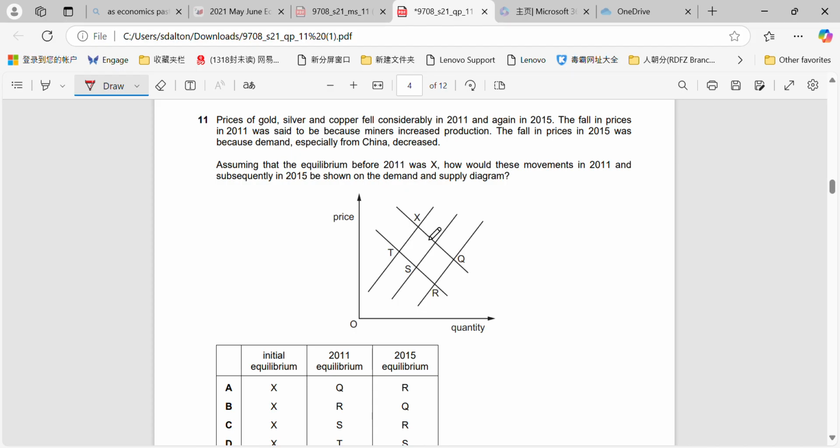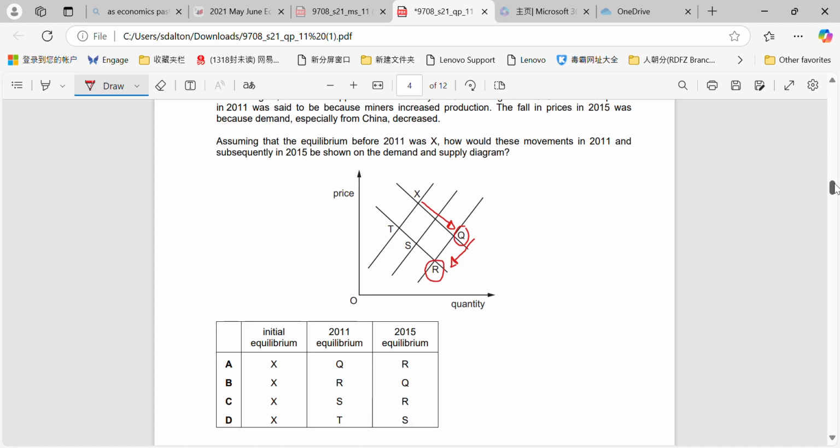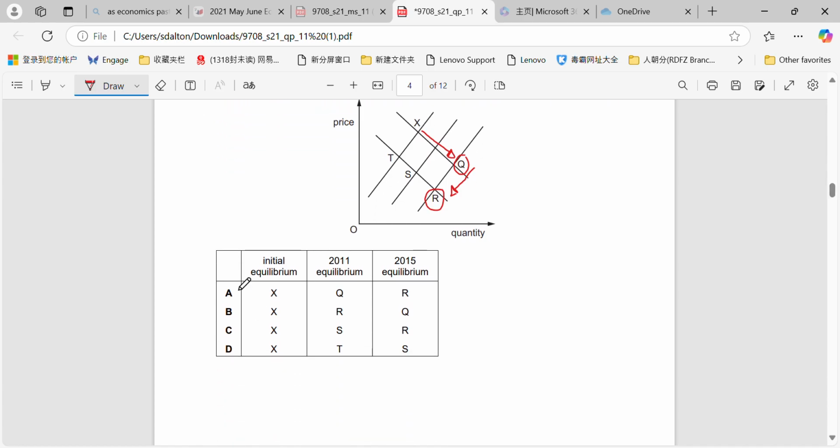Okay, so we start at X. If they increase production, we only have one place to move here, right? We have to go to Q. And demand from China decreased, so therefore the demand curve will shift to the left, and we are left at R. Right? So we go X, Q, R, and we can see that A will be our correct answer there.